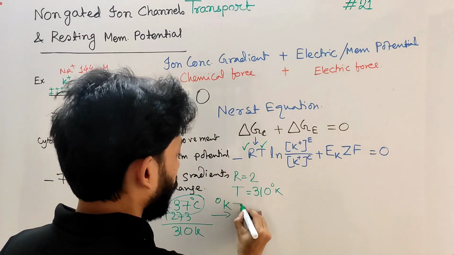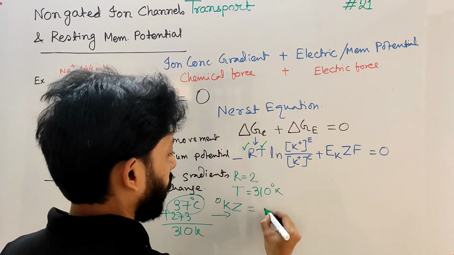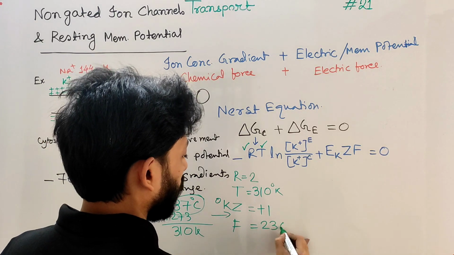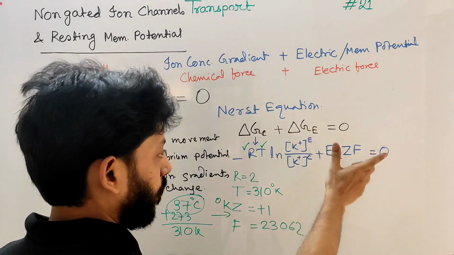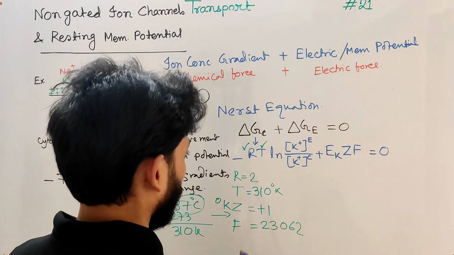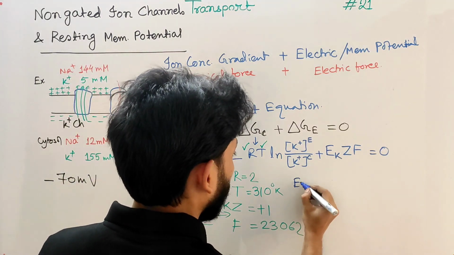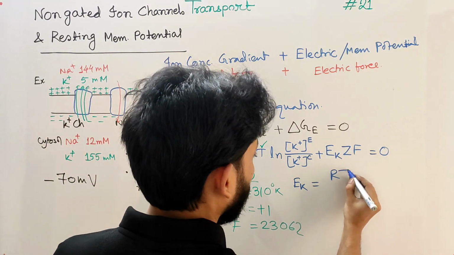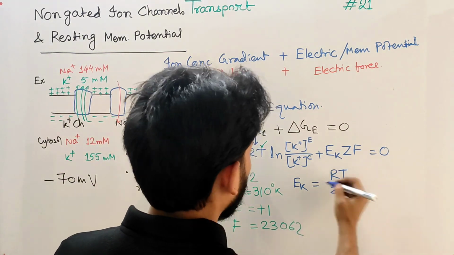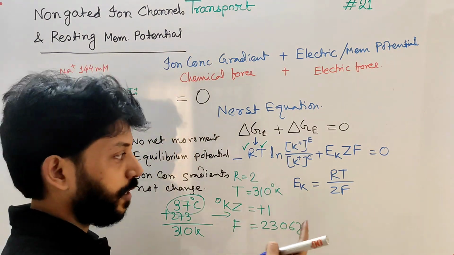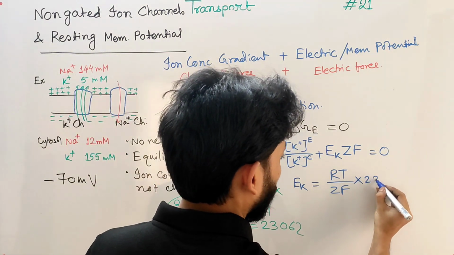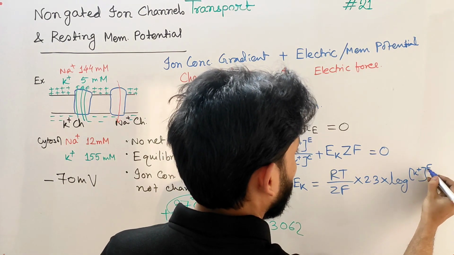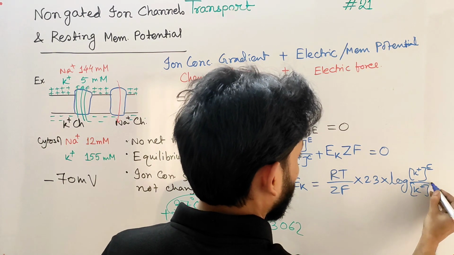And Z means valency. The valency for potassium is +1, and F is the Faraday constant. The Faraday constant is 23,062. If we exchange these values, we will get this formula. This EK, or equilibrium potential of the potassium ions, equals RT by ZF. Now if we convert this natural logarithm, we have to add another value, 2.3, then it will become the log value, and here the potassium ion concentration in the exterior and the potassium concentration in the cytosol.